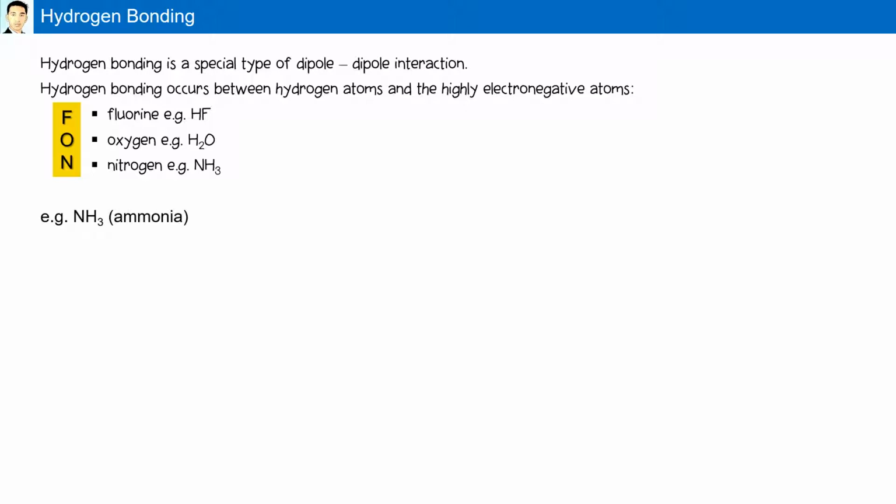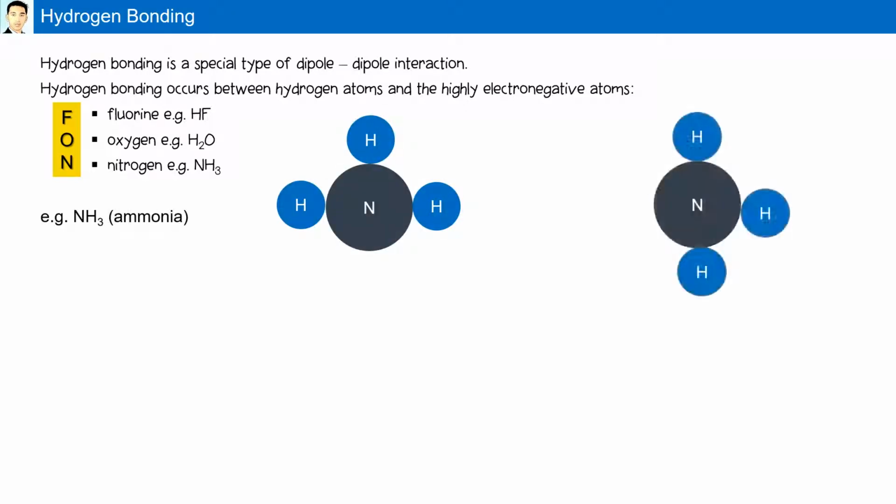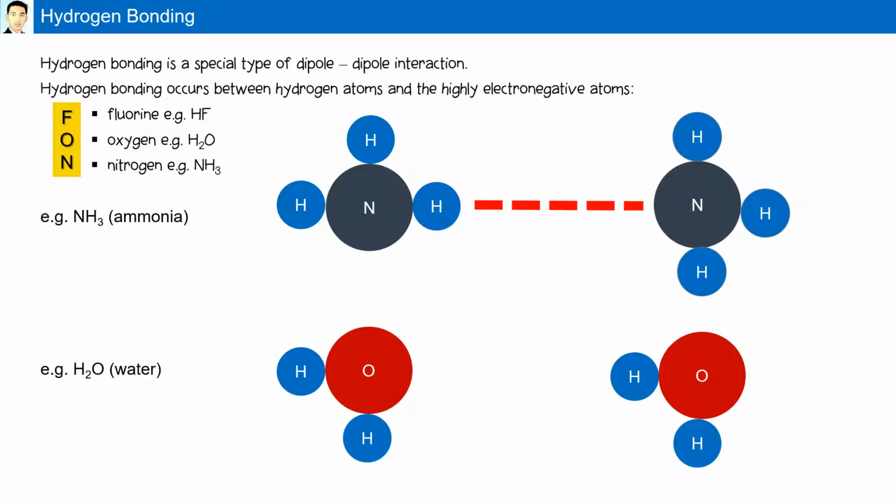Let's explore ammonia. We have NH3, two molecules, and between the hydrogen atom of one NH3 and the nitrogen atom of another NH3 exists hydrogen bonding. Another example would be water. Here we have two water molecules, and between the hydrogen of one water molecule and the oxygen of another water molecule, hydrogen bonding occurs. Hydrogen bonding also can occur between other types of molecules, for example, between NH3 and H2O.